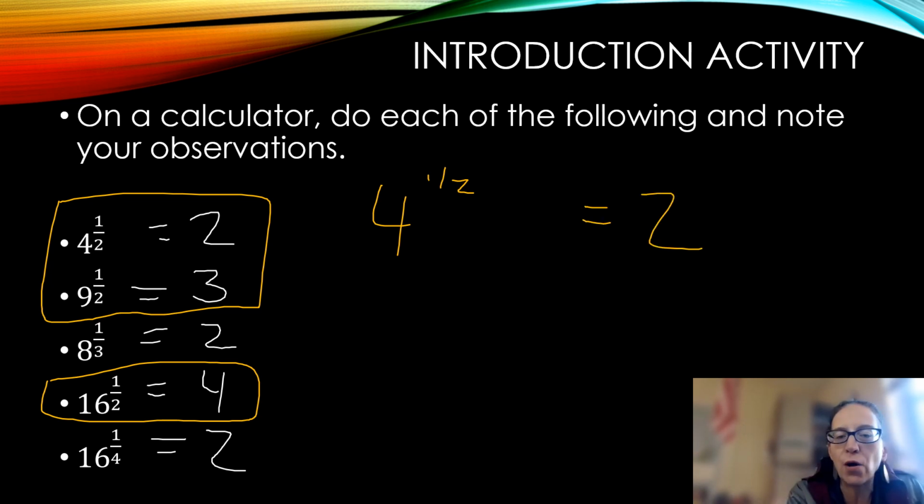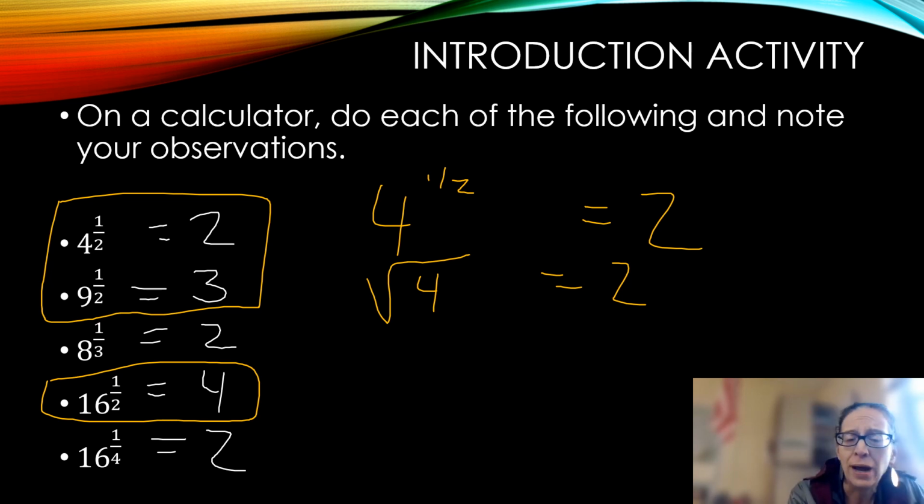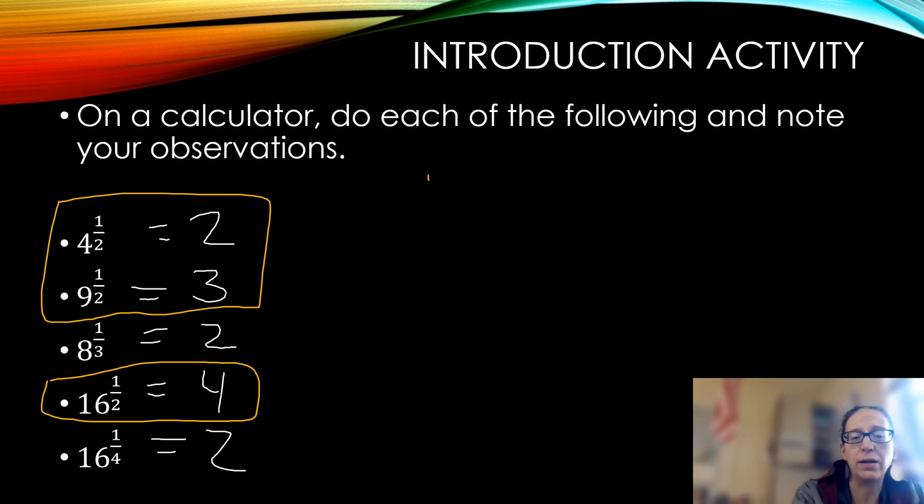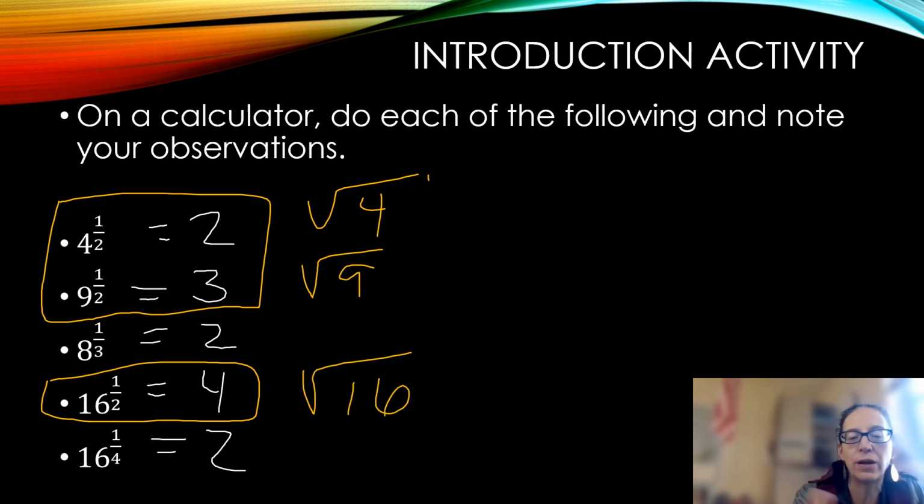What I'm hoping you'll notice is that raising it to the 1/2 power seems to be the same as square rooting it. If you take 4 and you square root it, you get a 2. If you take 4 and raise it to the 1/2, you get a 2. Same with, let me clean that up for a second. So this would be the square root of 4. The square root of 9 would give you 3. The square root of 16 would give you 4. And so raising it to the 1/2 power seems to be the same thing as square rooting it.